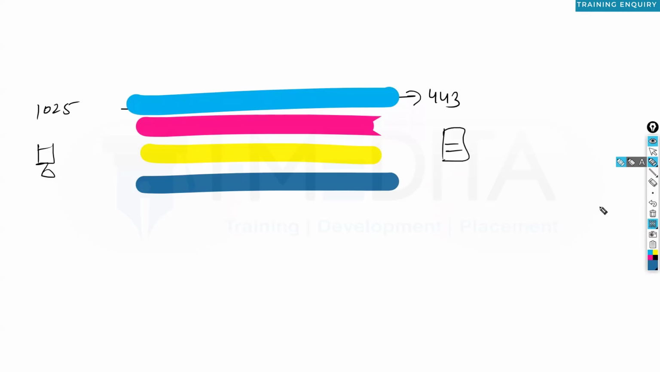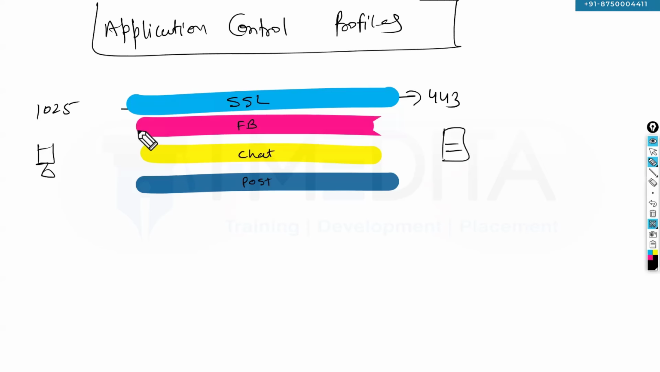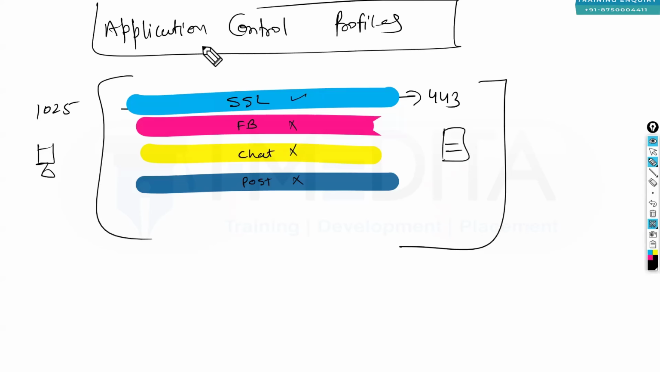First, we have the SSL tunnel. Under SSL, we are using Facebook. Then we are using chat, or we are using post. So with the help of the application control profile, we can control these applications, deciding that this should be allowed and this should be blocked.